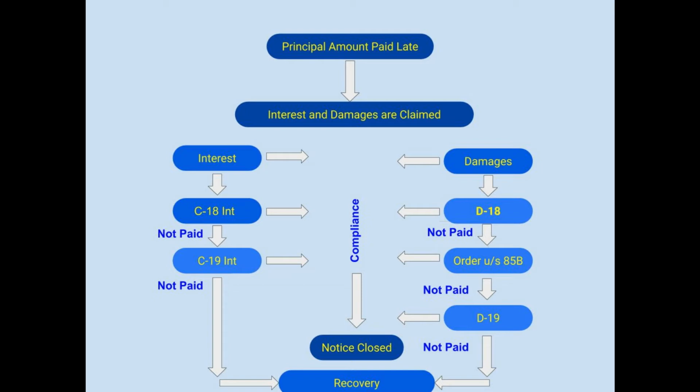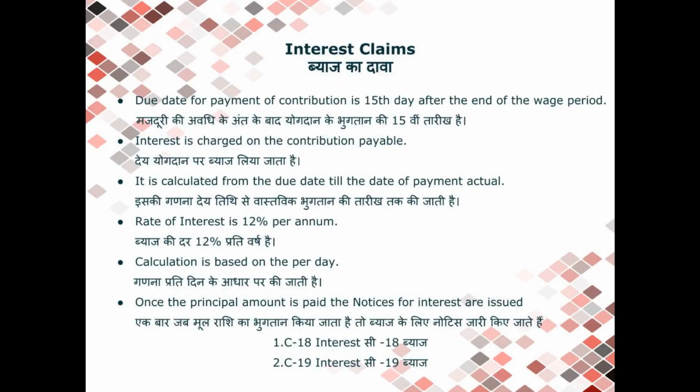Damages, same part. D18 is issued claiming the damages. If you comply, it is closed. If you don't comply, then an order under section 85A is issued. If you comply, then the notice is closed. If you don't comply, then a D19 order is issued. If you comply, then the notice is closed. If you don't comply, then it goes for recovery to the recovery officer.